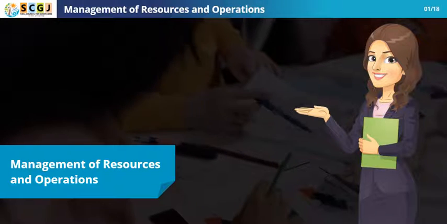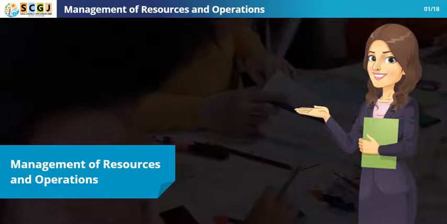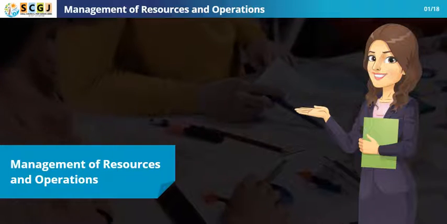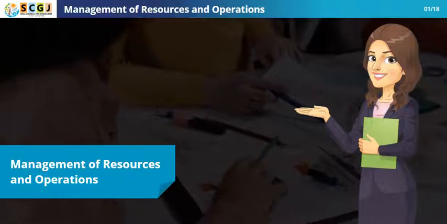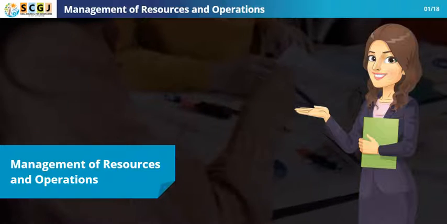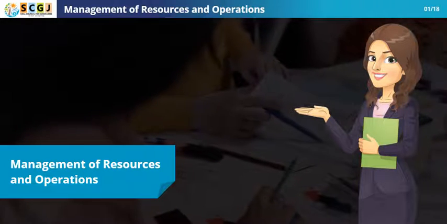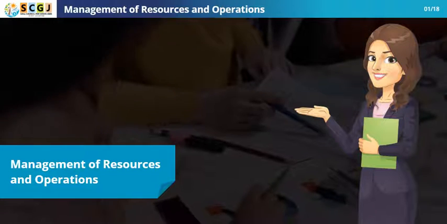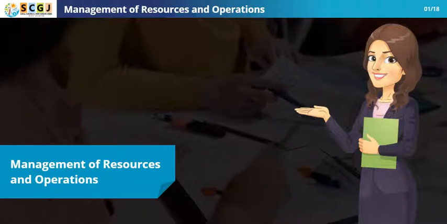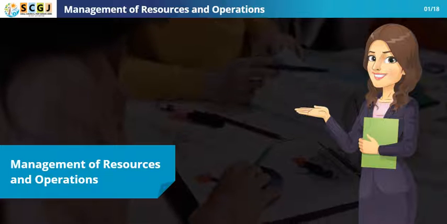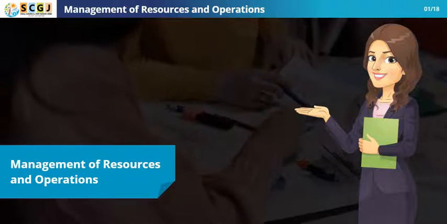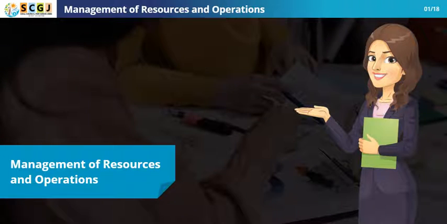Welcome to the unit on Management of Resources and Operations of the module Compost Yard. In this unit, you will learn how to manage key resources of business, effectively enhance market share and profitability. Before going into details, let's have a look at the learning objectives of this unit.